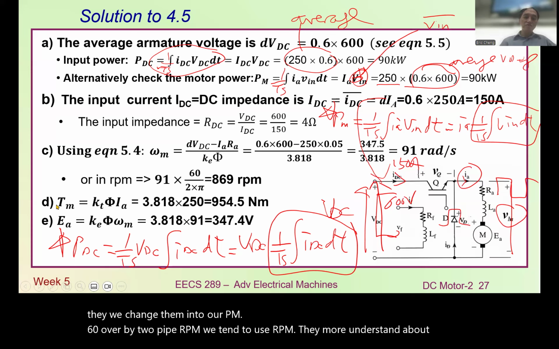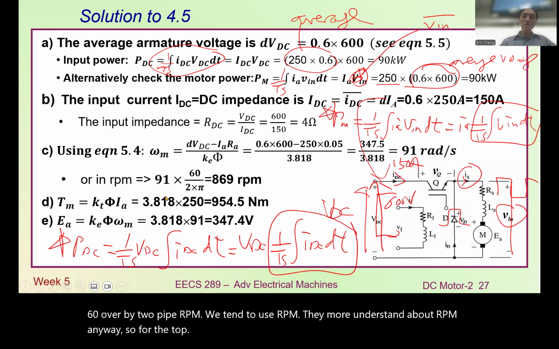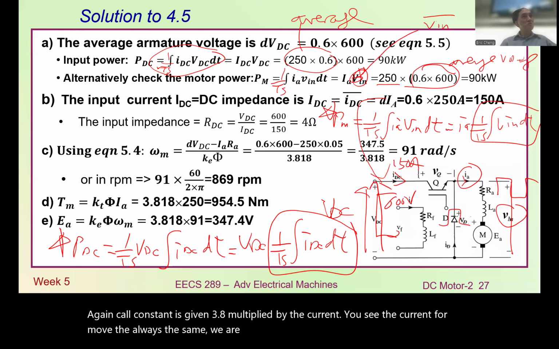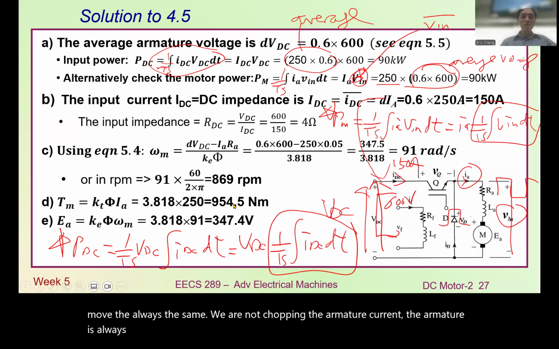For the torque, again, the torque constant is given as 3.8 multiplied by the current. You see the current for the motor is always the same. We are not chopping the armature current. The armature current is always there. So it becomes 954. Back EMF is based on the constant speed here, 91. So we have 347 volt. Okay, so EA will be simple.